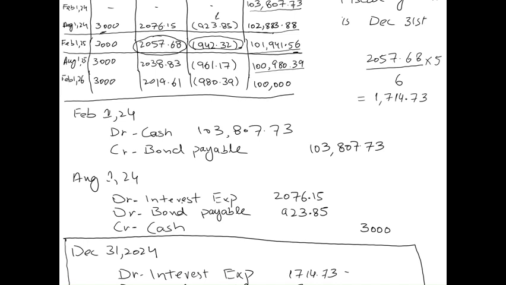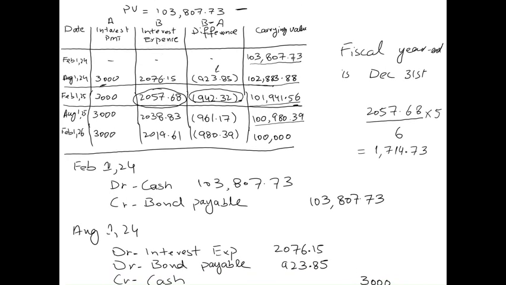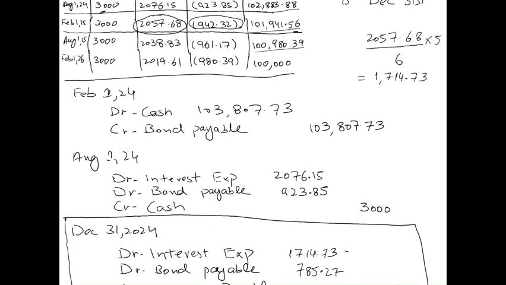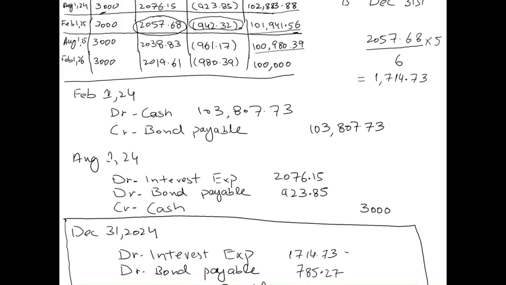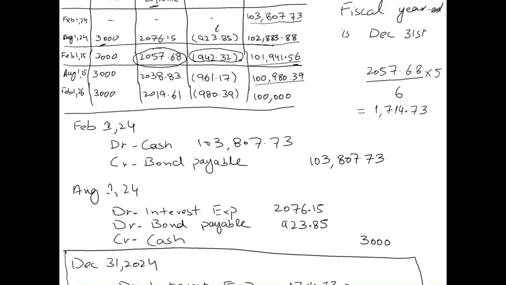So we said debit interest expense, which will be coming from this column, interest expense column. So we got 2076.15. And then we do a credit to cash because we paid the $3,000 cash. And then the difference between the two, which is here, 923.85, it goes to bond payable because that reduces our liability.